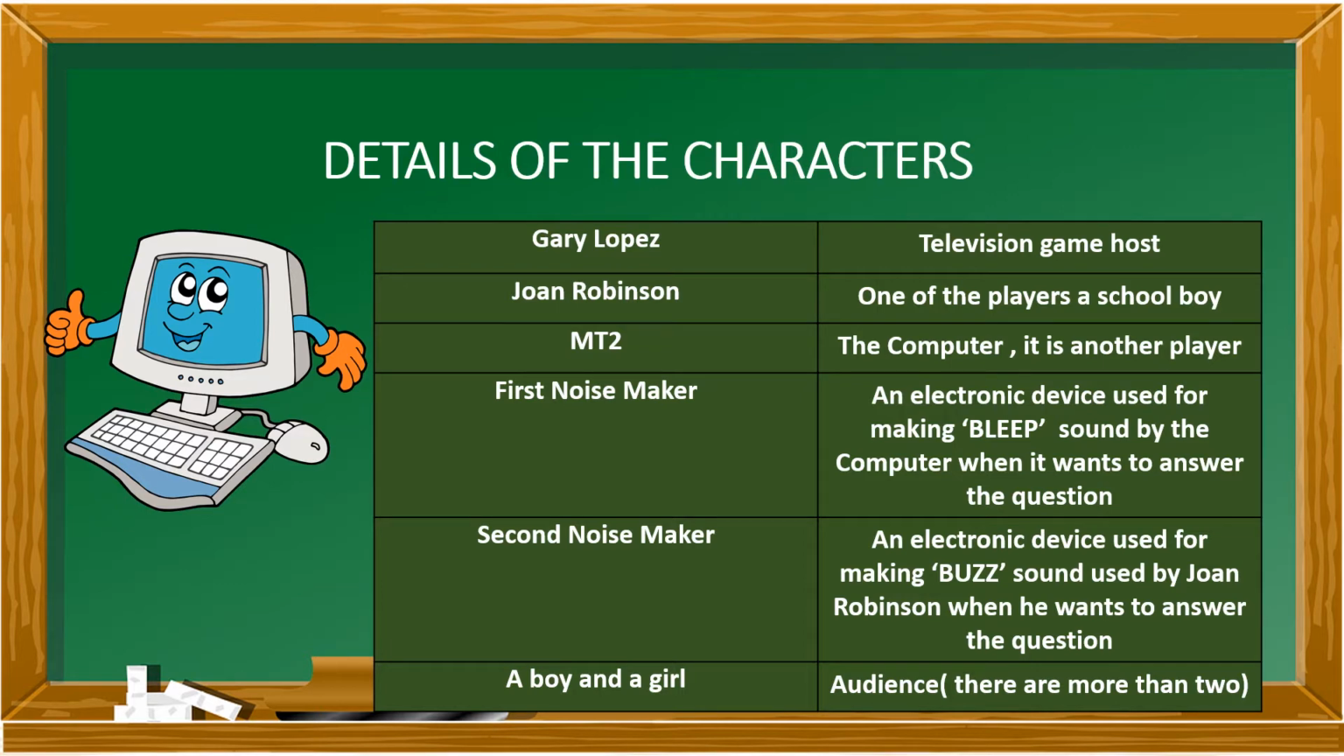Then we have a boy and a girl. In the audience there are many children, but a boy and a girl come forward to ask a question and to support Joan.